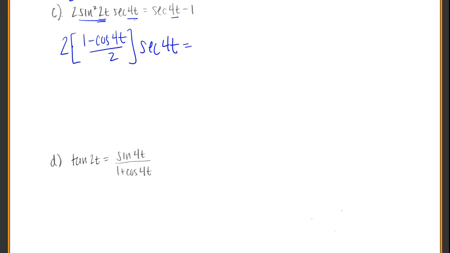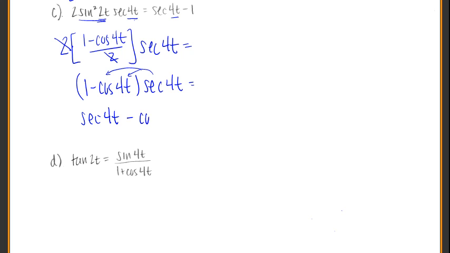Okay, the 2 out front will cancel down there. We have 1 minus cosine of 4t times secant of 4t. Well, let's distribute this secant 4t to both of these inside here. So it's like backwards distribution almost a little bit. It's kind of nice when you get an easy one in here.